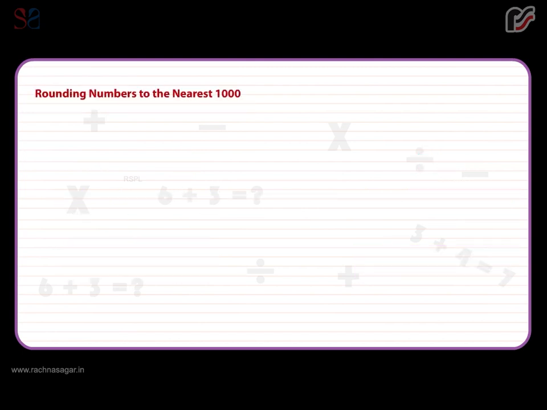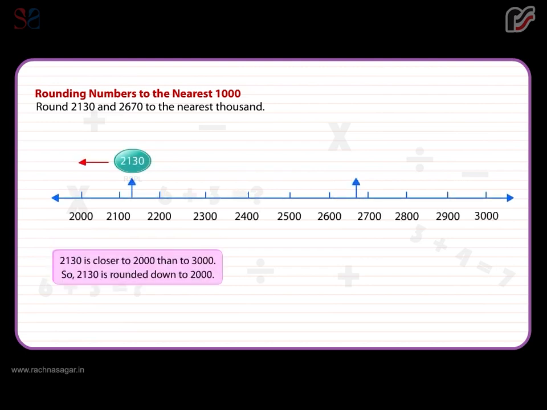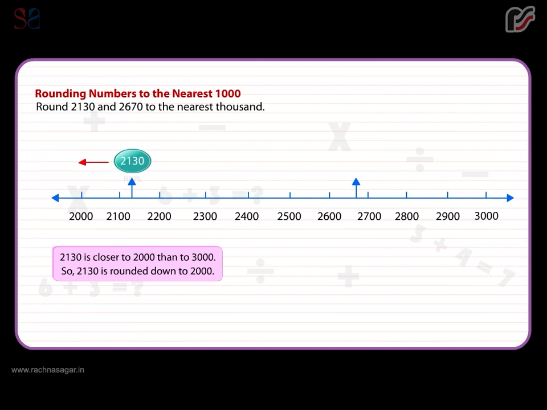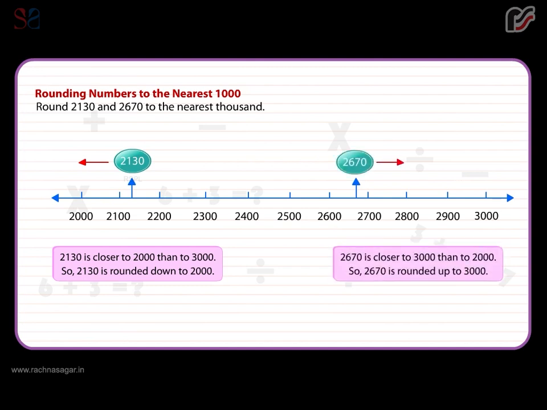Rounding numbers to the nearest 1000. Round 2,130 and 2,670 to the nearest 1000. 2,130 is closer to 2,000 than to 3,000. So, 2,130 is rounded down to 2,000. 2,670 is closer to 3,000 than to 2,000. So, 2,670 is rounded up to 3,000.